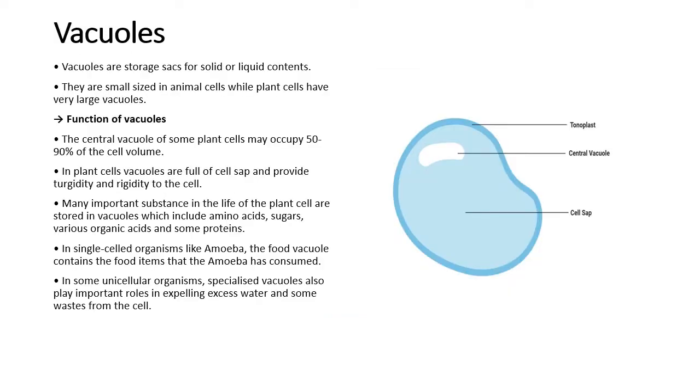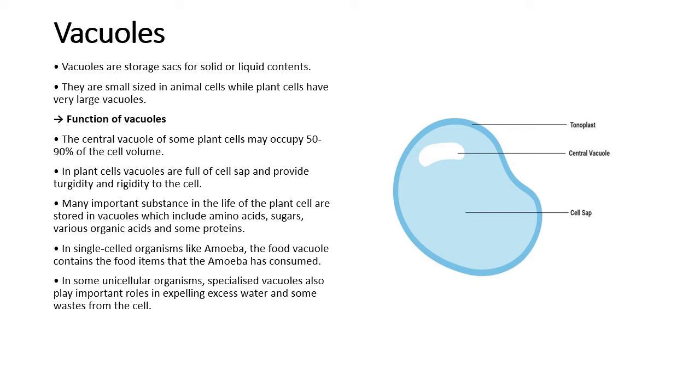Let us see about vacuoles. Vacuoles are storage sacs for solid or liquid contents. They are small in animal cells while plant cells have very large vacuoles. Let us see the functions. The central vacuole of some plant cells may occupy 50 to 90% of the cell volume. In plant cells, vacuoles are full of cell sap and provide turgidity and rigidity to the cell.